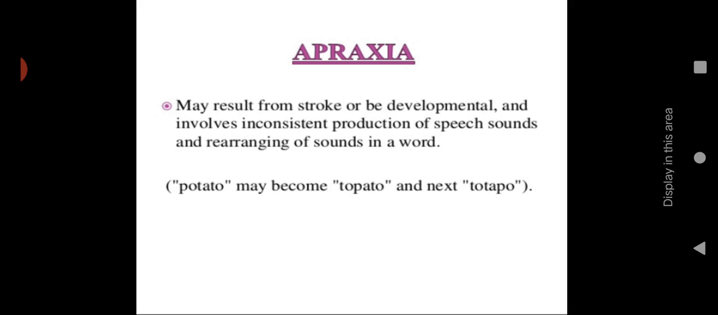Then apraxia is also a condition where they can't produce language, or they can't produce speech sounds. That is called apraxia. It may result from stroke or be developmental, and involves inconsistent production of speech sounds and rearranging of sounds in a word. The proper pronunciation or proper arrangement is not there. They can't construct the word properly. For example, instead of potato, they may say topato or totapo. So there is difficulty organizing the language. That is called apraxia.